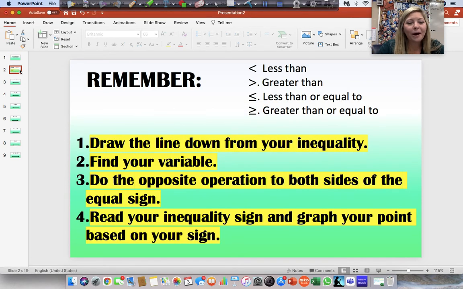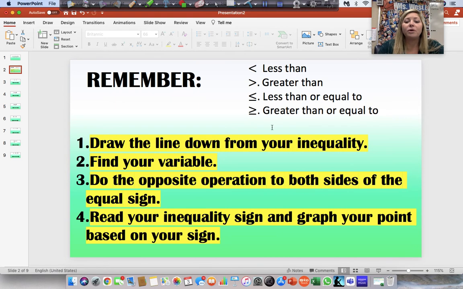Okay, remember, draw the line down from your inequality. We are doing the exact same thing as we did with one-step equations. You draw your line down from the inequality, you find your variable, you see what's happening to your variable, and then you do the opposite operation to both sides of the line, okay? You read your inequality sign, and then you will graph your point based off of your sign, and we'll get more to that in just a bit.